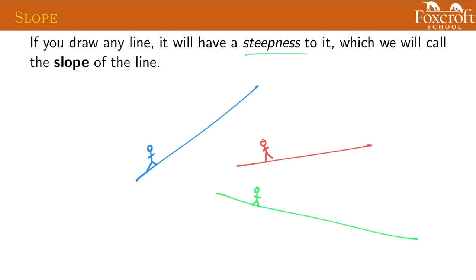Right? Is it going more vertical? Is it going pretty flat? Or is it almost going straight down like a mountain or something like that? So slope is just a way to talk about the steepness of the line, and every line is going to have some steepness to it, so we can define this word slope.